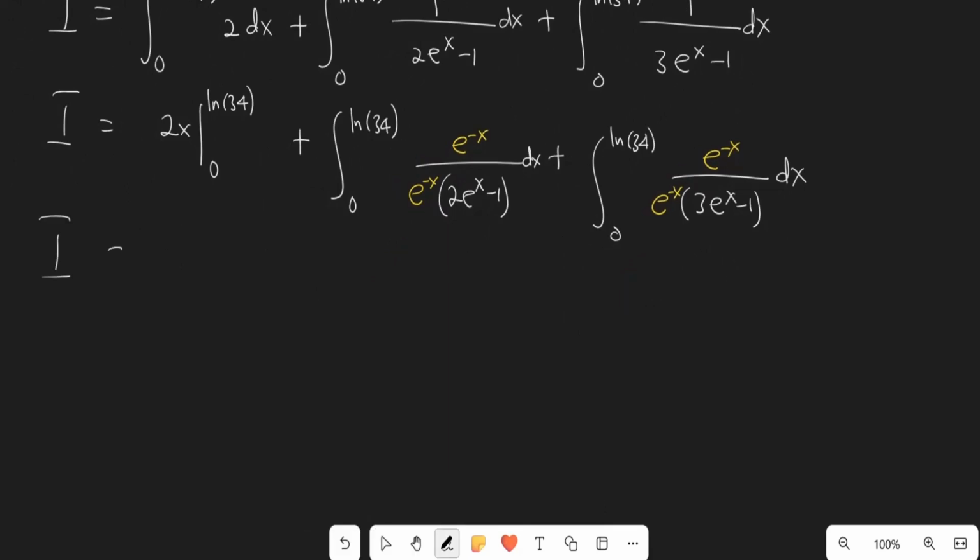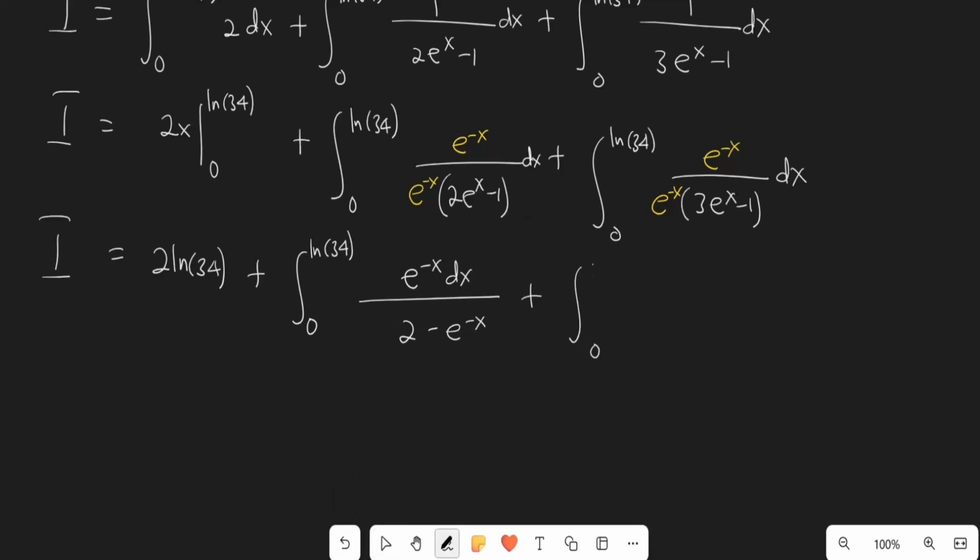And now plugging in the limit for the first one is going to be 2 times ln 34 minus 0, doesn't matter, so that is going to be the integral from 0 to ln 34 of e to the negative x dx, divided by this one multiplying, that is going to be 2 minus e to the negative x. All right, plus the integral from 0 to ln 34 of e to the negative x dx, and at the bottom that is going to be 3 minus e to the negative x.